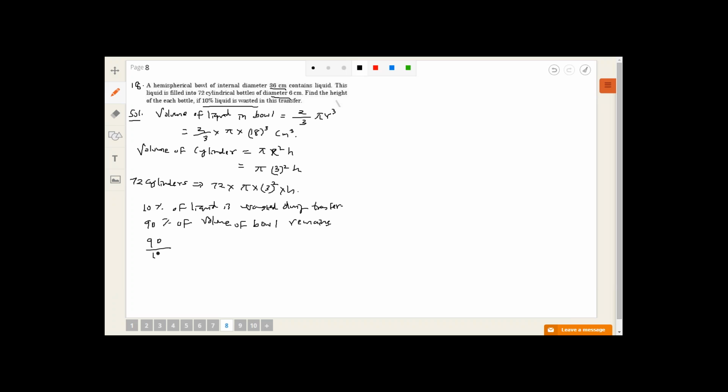And this 90% of the volume of the hemispherical bowl is equal to the volume of the 72 cylinders, which is 72 into pi into 3 square h. So that is equal to 90 by 100 into 2 by 3 pi into 18 cube is equal to 72 pi into 3 square into h.